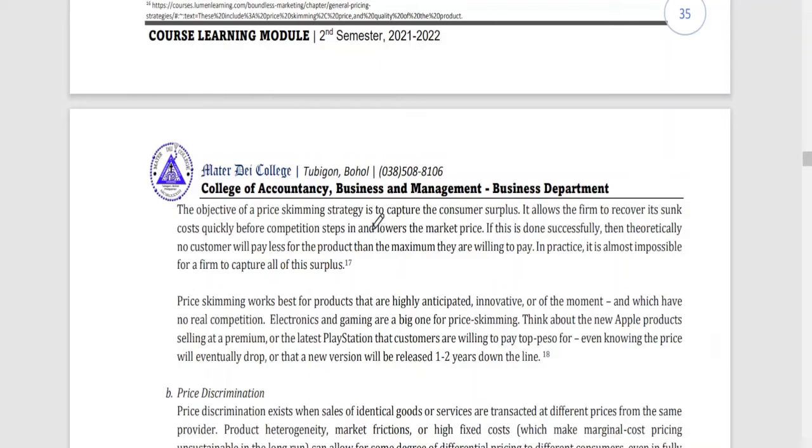Kaya tungod kay mahal man ang iyahang initial pricing, so makover na niya ang mga sunk costs or katong nagasto niya sa pag-produce sa product.